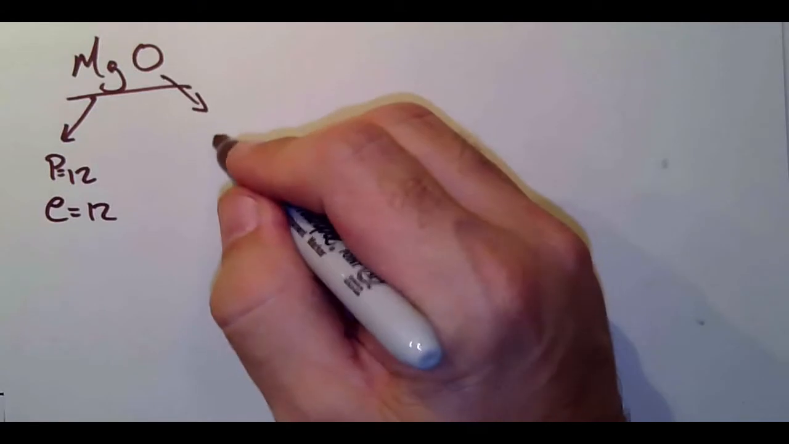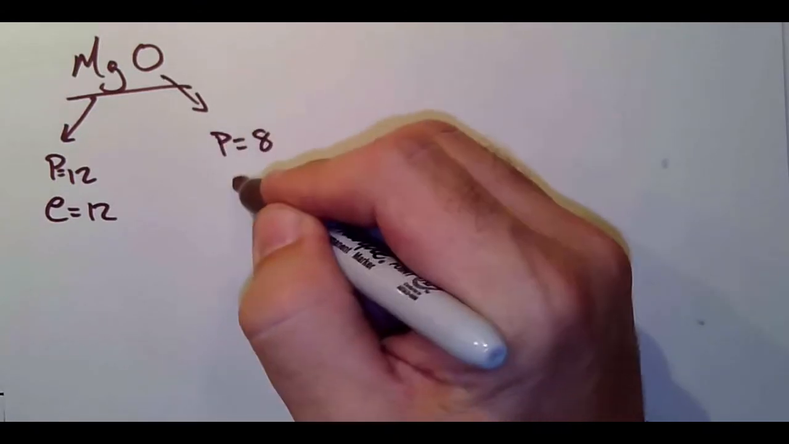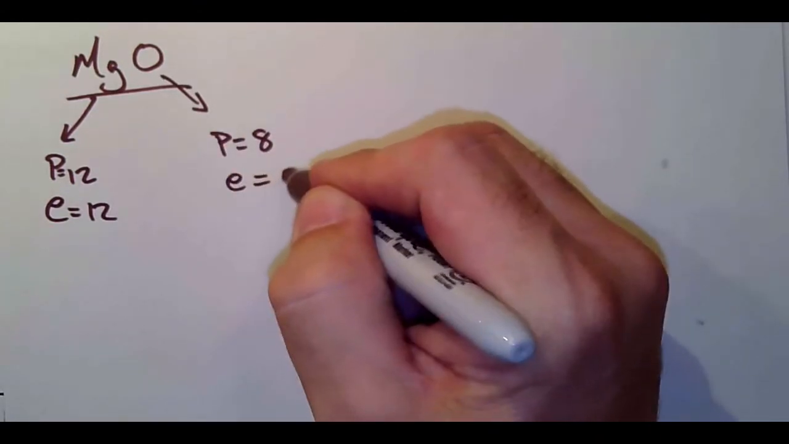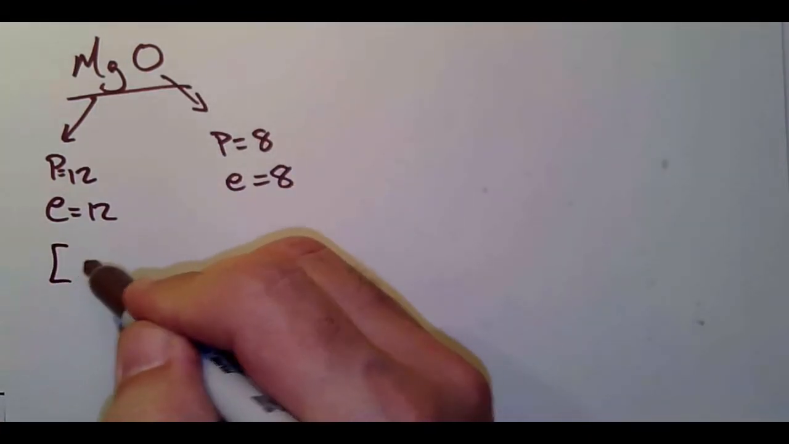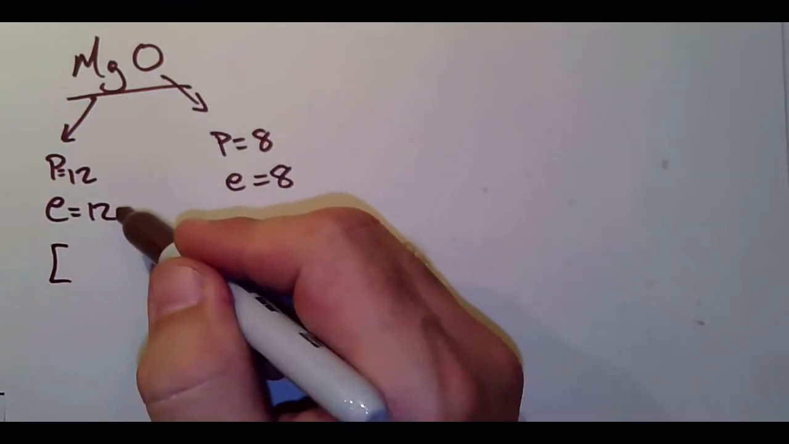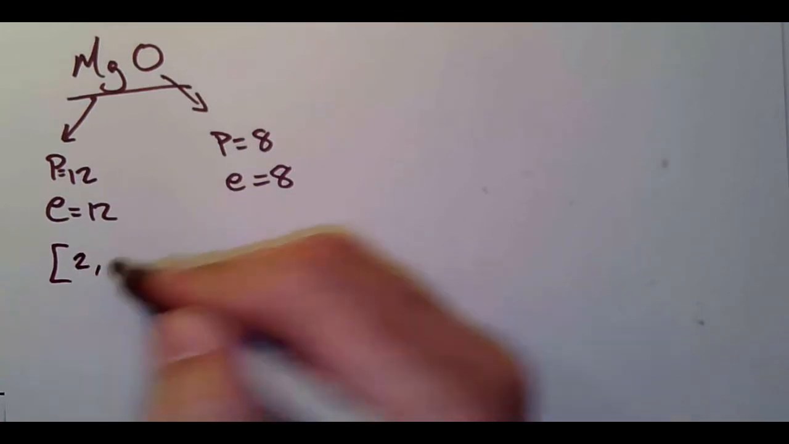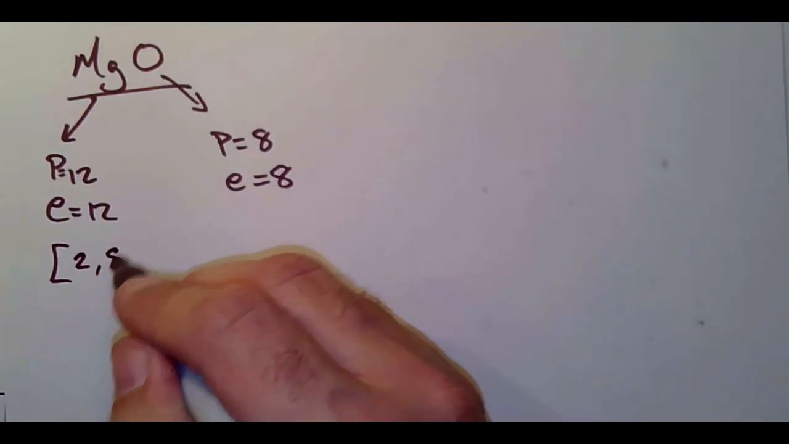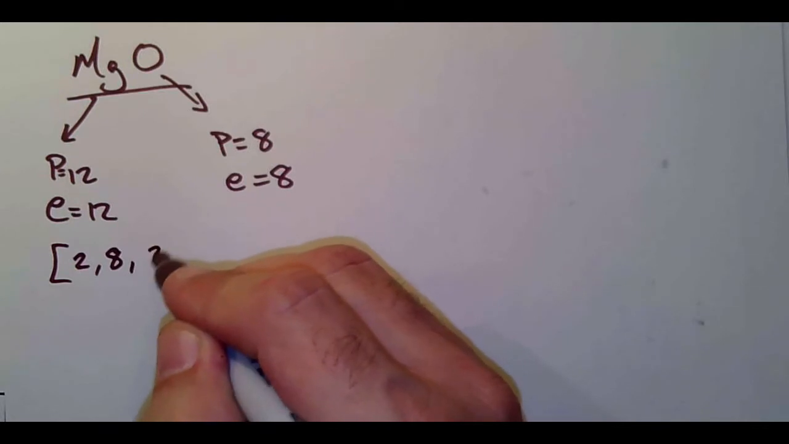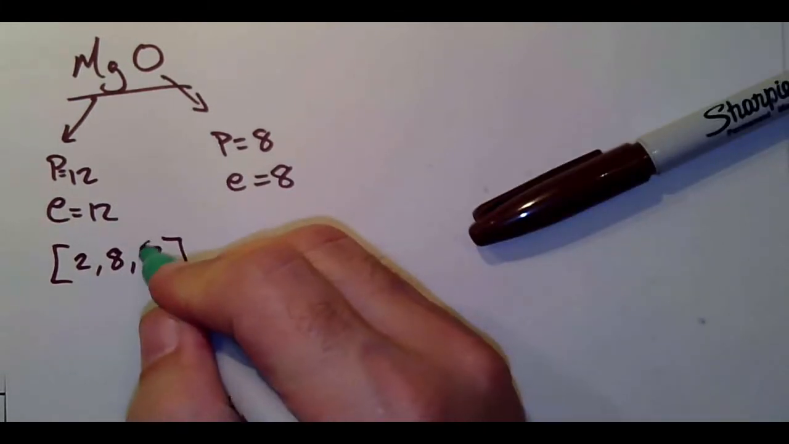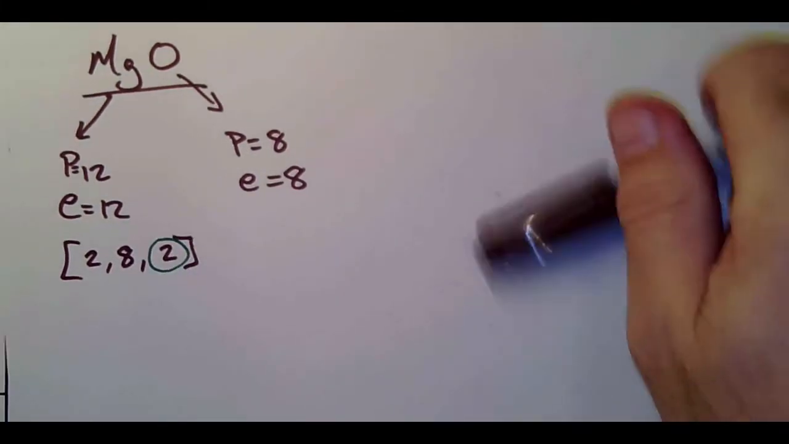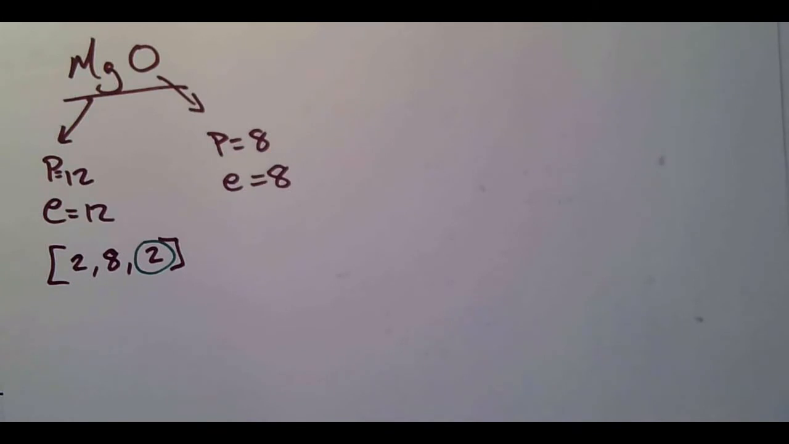And we know oxygen has an atomic number of 8. So 8 protons and 8 electrons. When we do our brackets real quick, we know that we've got 12 electrons to pass out. 2 fit in that first shell, 8 fit in the second shell, and we've only got 2 more to pass out there. So again, this magnesium, its outer shell is not completely full. It's got 2 electrons in its outer shell.